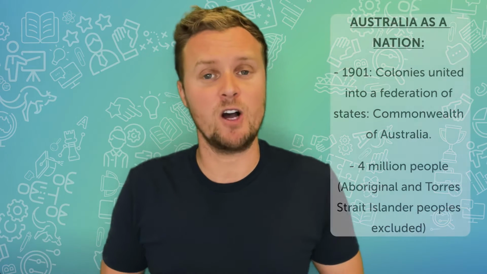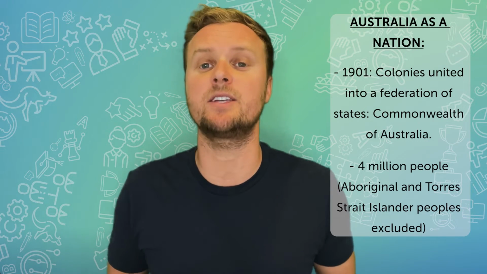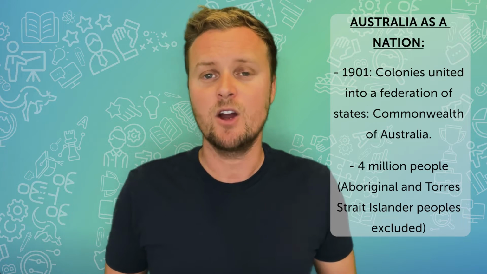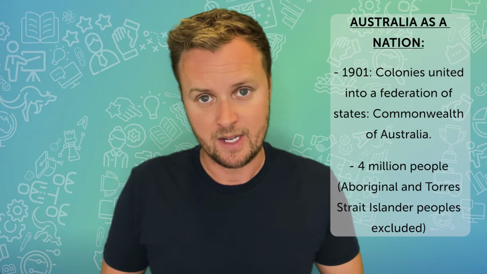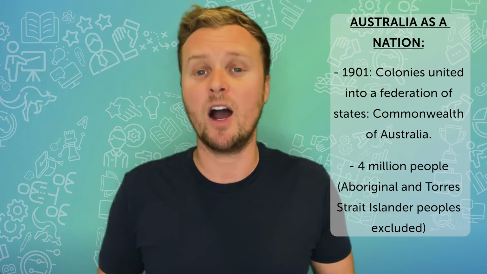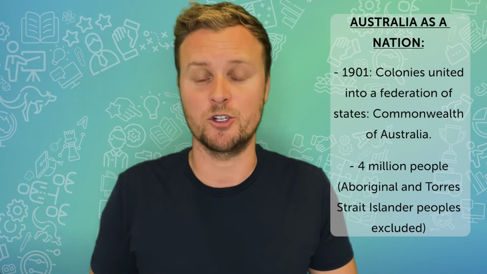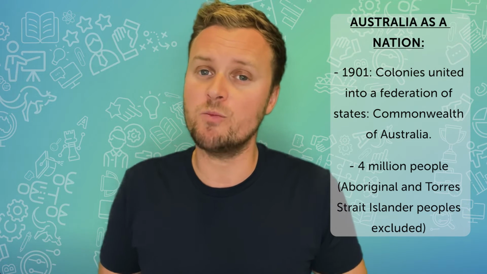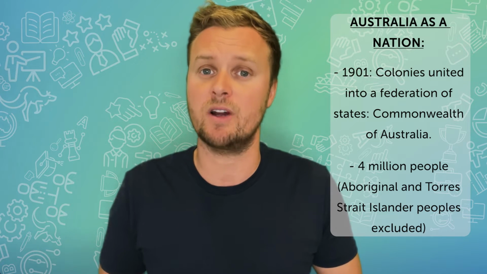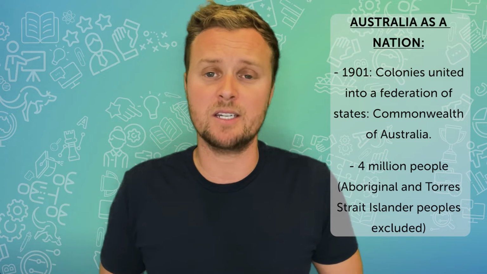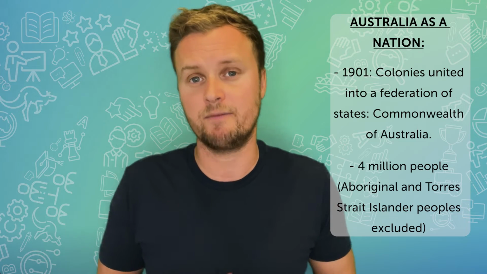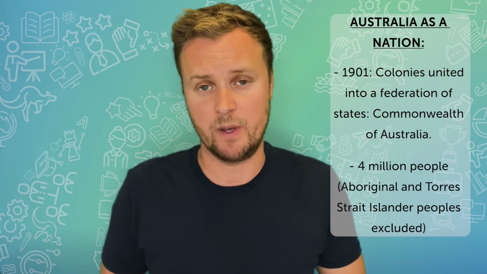Australia became, for the first time, a unified nation in 1901, when the separate colonies were united into a federation of states called the Commonwealth of Australia. This is when, for the first time, we had a parliament, a government, a high court, and an Australian constitution. At the time, the population was about 4 million, but that didn't include Aboriginal and Torres Strait Islander peoples. It wasn't until after a referendum in 1967 that they were included in official estimates of the Australian population.